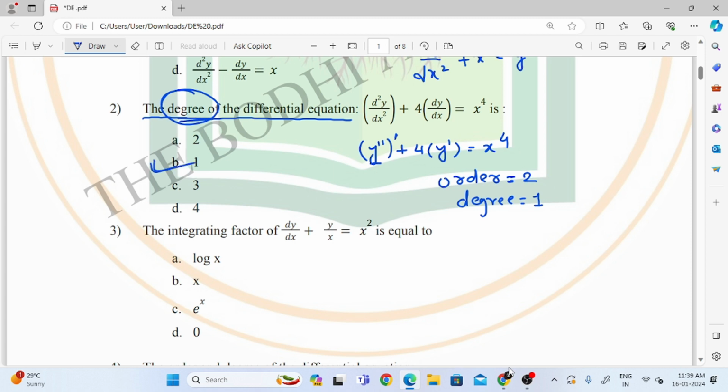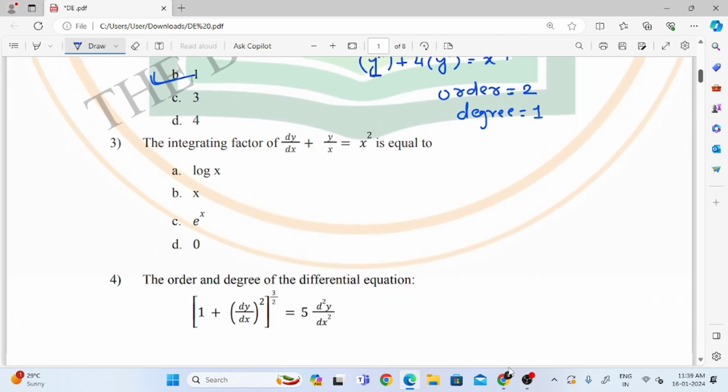So option D is correct. Order is 2 and degree is 1. Now look at question number 3.